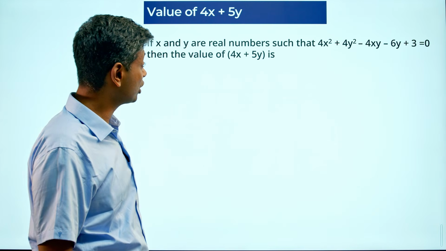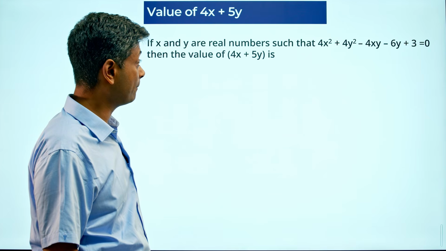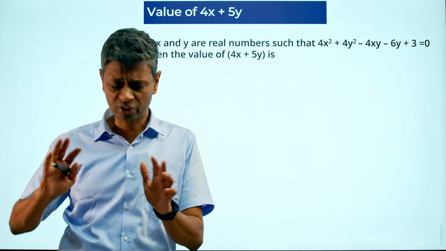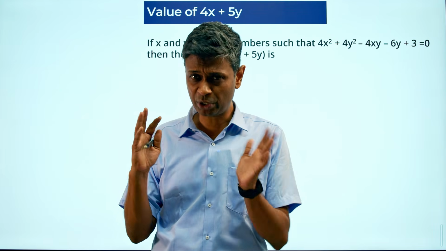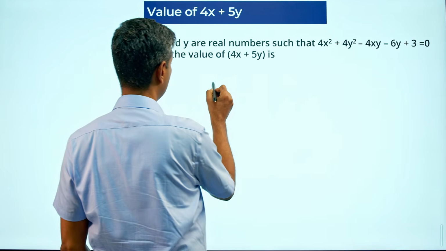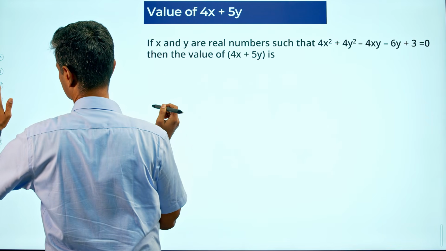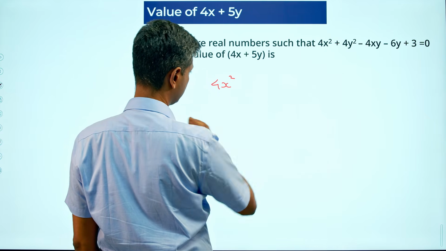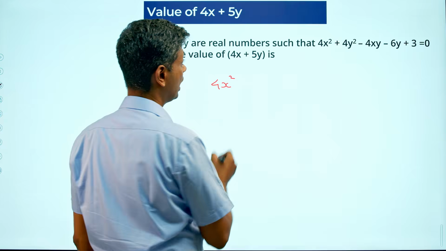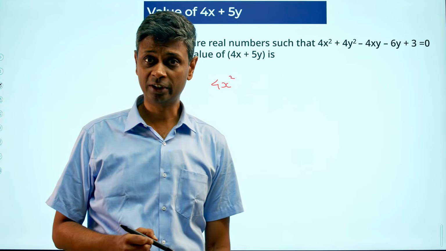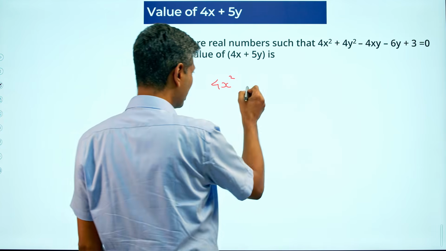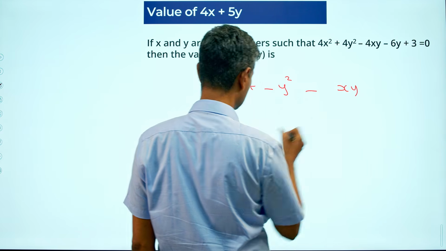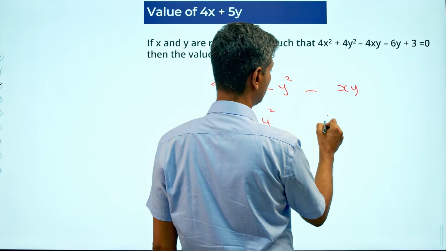If x and y are real numbers such that 4x square plus 4y square minus 4xy minus 6y plus 3 equal to 0, then the value of so forth. Lots of these questions are going to be linked to completion of squares. So there is a 4x square and a 4y square and a 4xy term and a 6y term. So 4x square plus some number of y square will come with the xy term. Remaining y square should come with the 6y term.